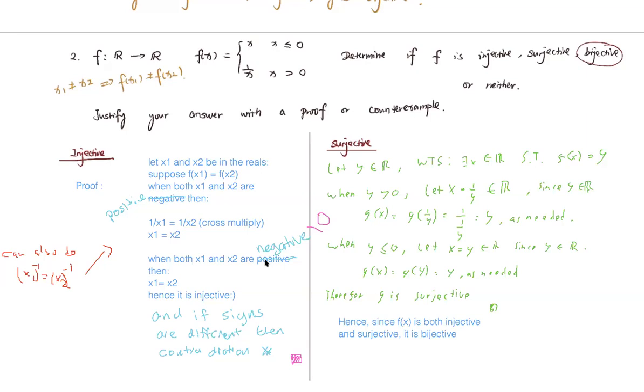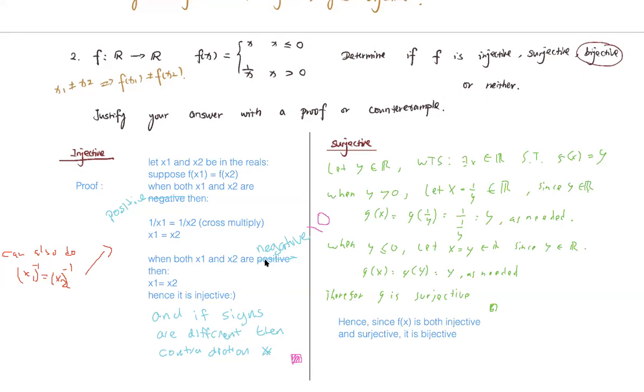Anyone want to explain why when signs are different we have a contradiction? Yes, they can never be equal. Okay, because if the signs are different, then whatever your f of x1 and f of x2 are, they're gonna have different signs as well. Does that make sense?